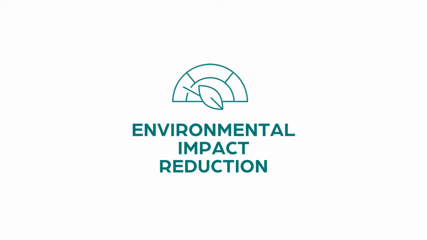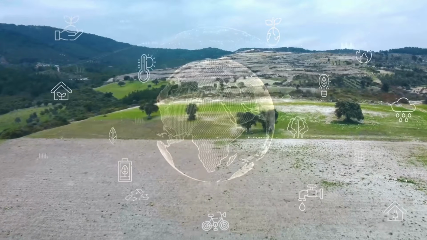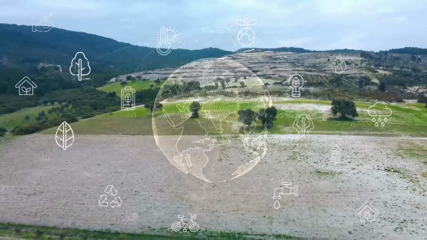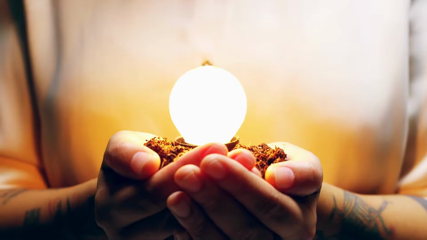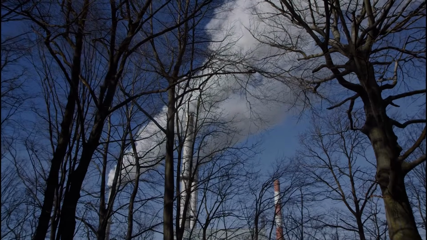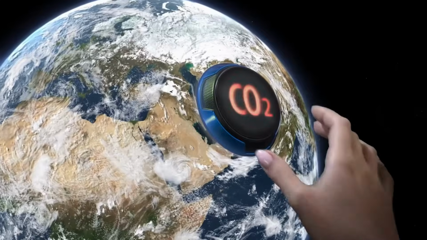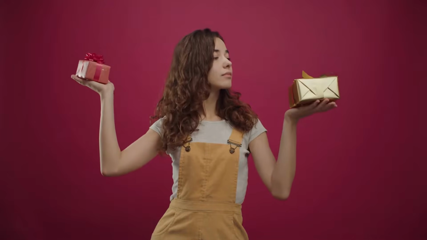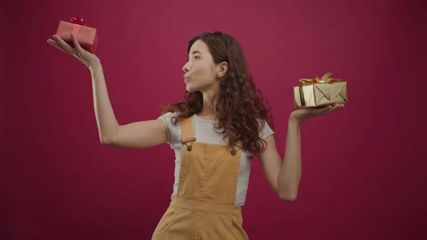Environmental impact reduction. Supply chains that prioritize sustainability aim to minimize the environmental footprint. This involves adopting practices such as energy efficiency, waste reduction, water conservation, and greenhouse gas emission reduction. Resilience in this context means being able to adapt to changing environmental regulations, consumer preferences, and market demands while maintaining sustainable practices.